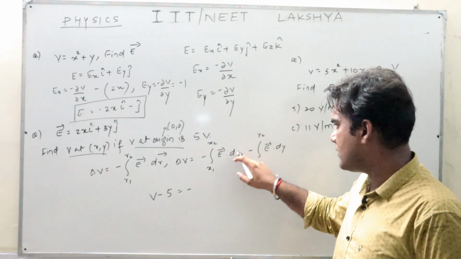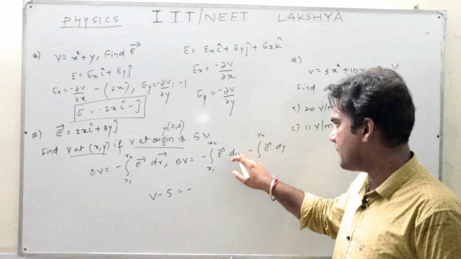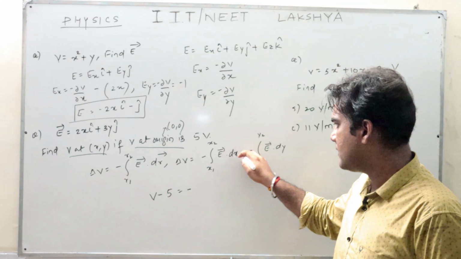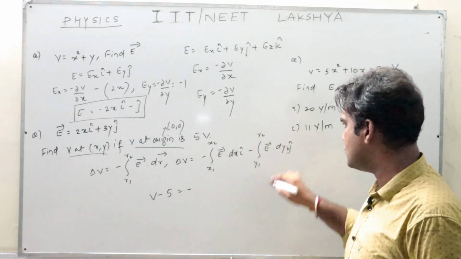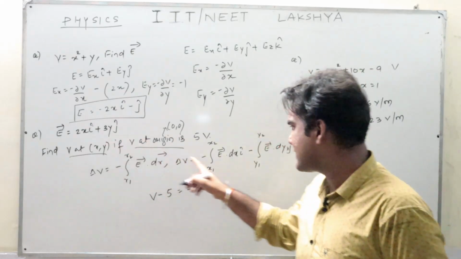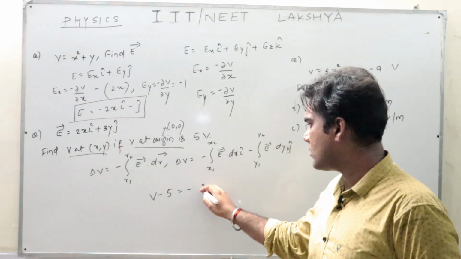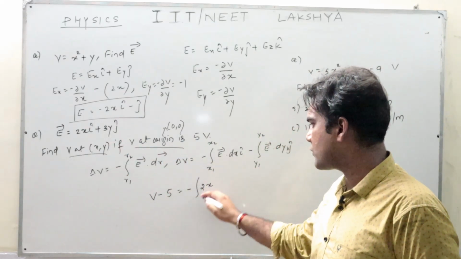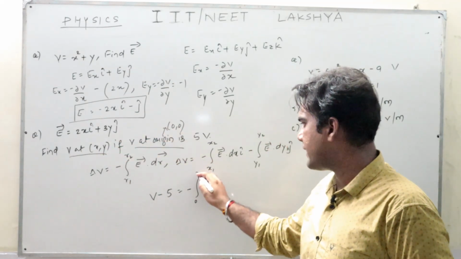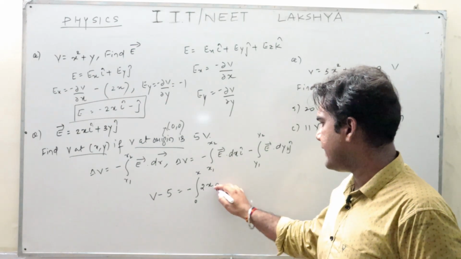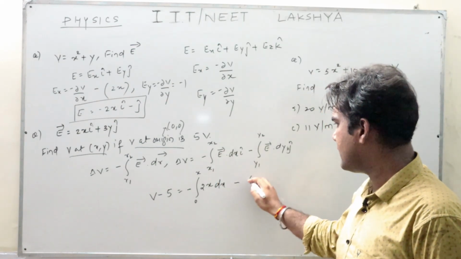dx means dx i cap, and dy means dy j cap. So 2x dot dx will become 2x. Integration of 2x from where to where? From 0, because x1 is 0, and what is x2? x2 is nothing but x, dx.